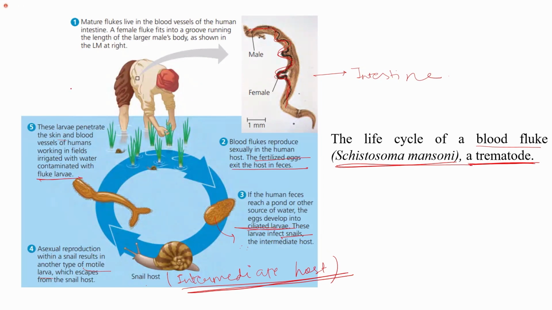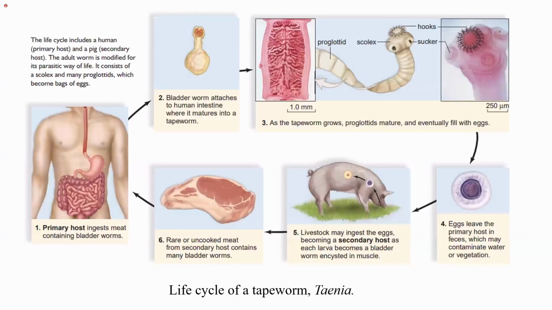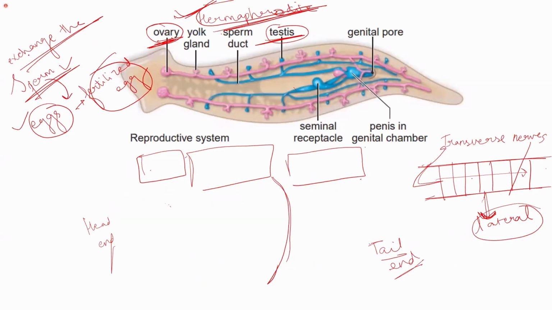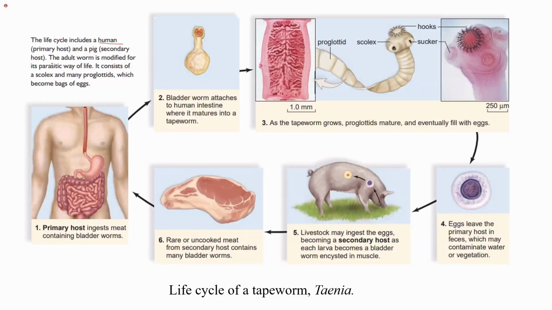So this is the life cycle of a blood fluke, which is a trematode, which is again a platyhelminth. An example is Schistosoma mansoni. Another is Taenia solium, which I mentioned here also. This is the tapeworm. The life cycle includes humans as the primary host and pigs as the secondary host. This is important and might be asked: for the tapeworms, humans are the primary host, while pigs are the secondary host.